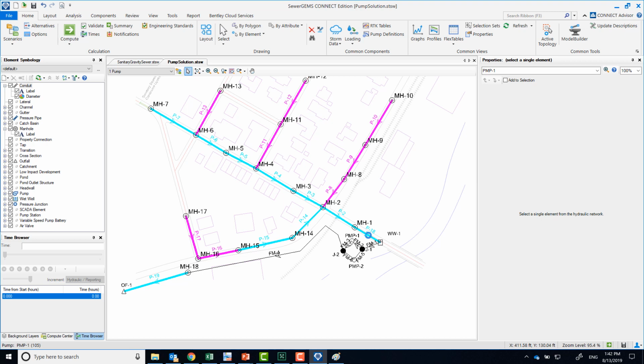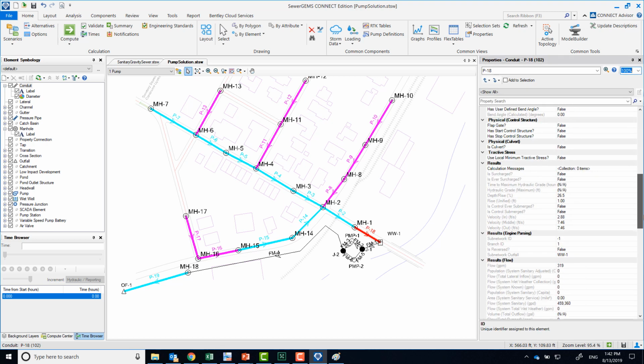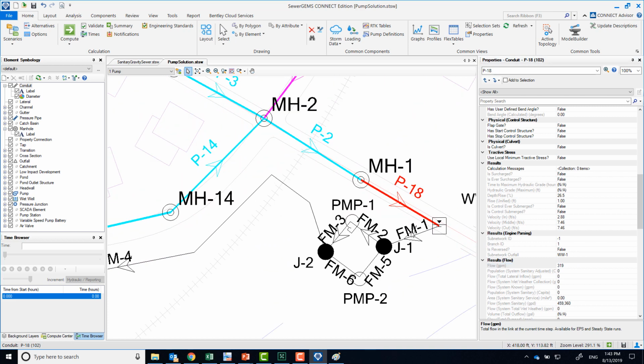Which you could see by looking at the flow through this P18, right? So that is not going to change. We know exactly what our incoming flow is. Now remember that we're doing this whole workshop in steady state, so we don't really know how things change over time, so we're going to assume this is our average incoming flow.